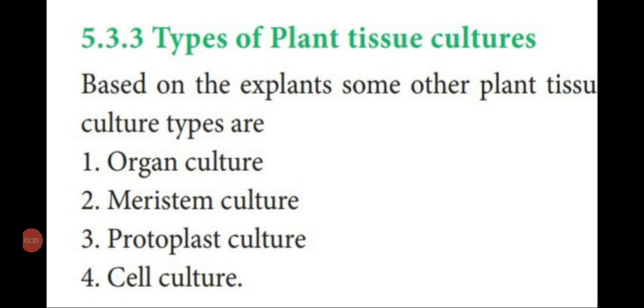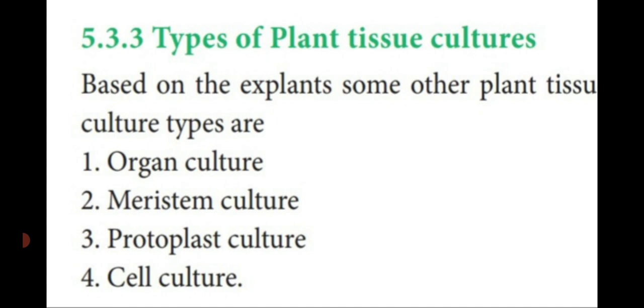Dear students, this is an important 2-mark question. Write the different types of plant tissue culture. Organ culture, meristem culture, protoplast culture and cell culture. These are all the 4 types of plant tissue culture. First one is the organ culture. It is the process of culturing embryos, anthers, ovaries, roots, shoot or other organs of a plant on a culture media is known as organ culture.